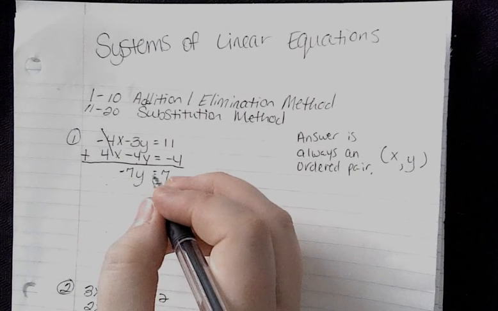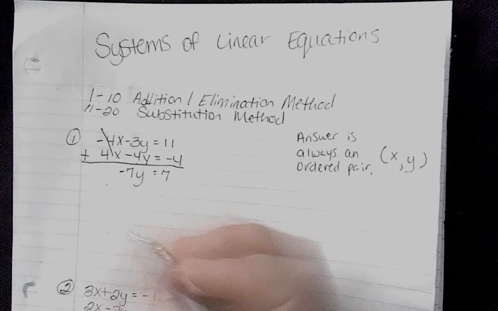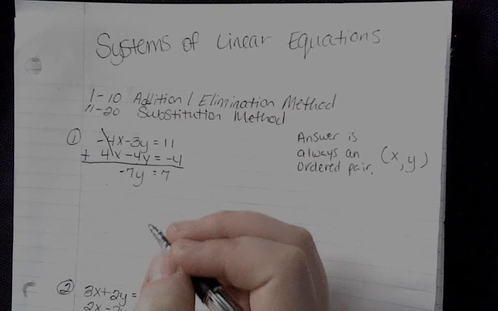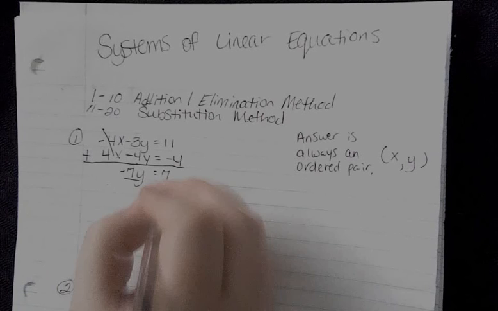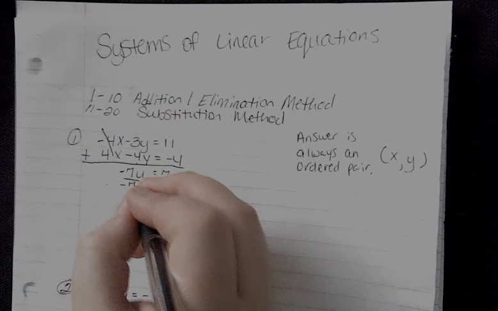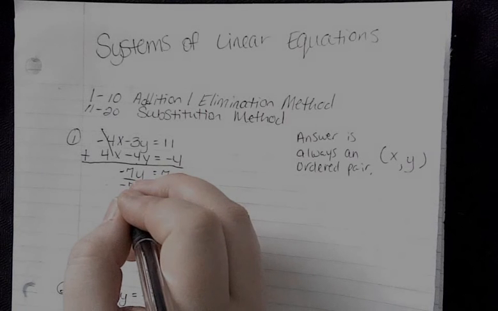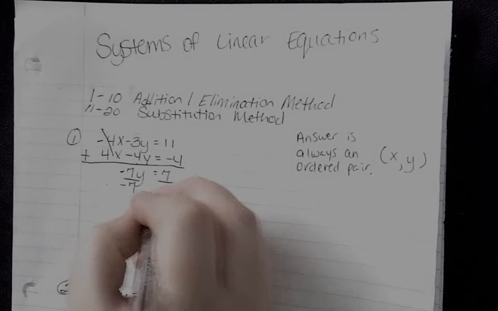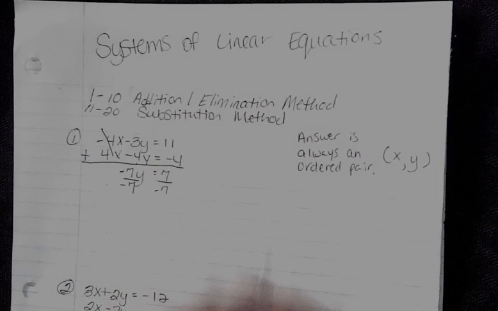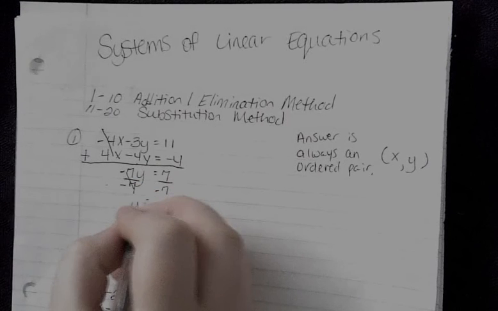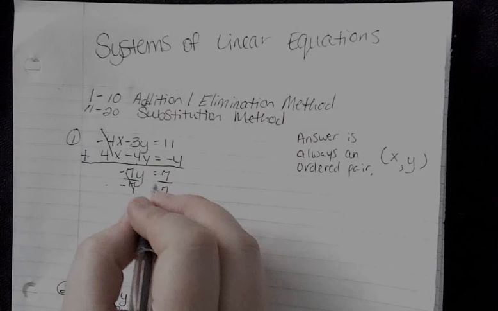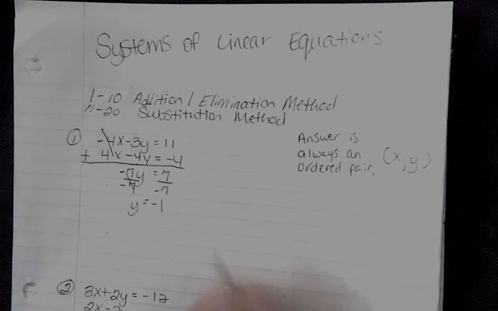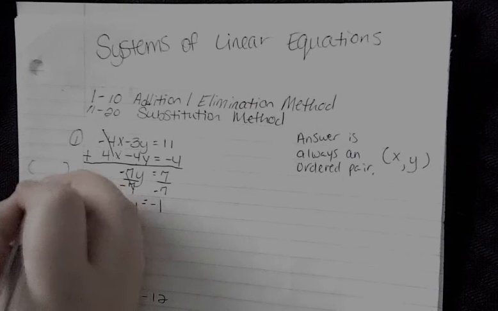So now I have to get that y by itself, because I don't care what negative 7y is, I want to know what y is. So I'm going to divide both sides by a negative 7. The opposite of multiplying by negative 7 would be to divide by negative 7. So that's going to give me y equals a positive 7 divided by a negative 7 is going to be a negative 1. So I know that my y value for my answer is a negative 1.